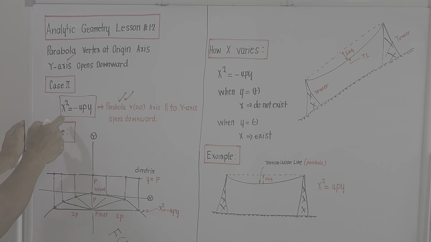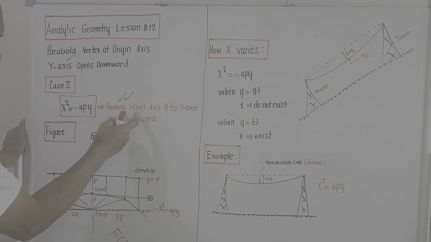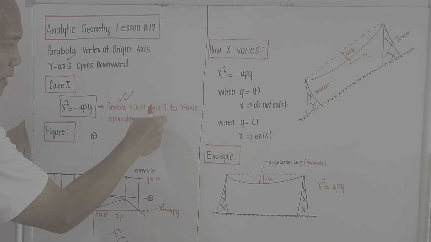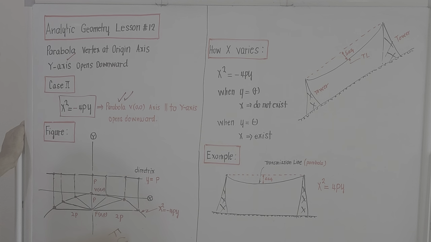So as soon as you see this equation here, x squared is equal to minus 4py, supposing you are on the SAT or CAT exam, if they have given you this equation, at least you now know that this is a parabola with vertex at 0, 0, axis parallel to the y-axis, opens downward. That's how we read this equation. An equation of a parabola with vertex at 0, 0, axis parallel to the y-axis, meaning it's vertical, right? And opens downward.